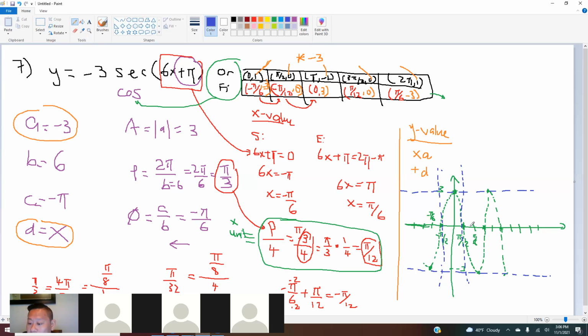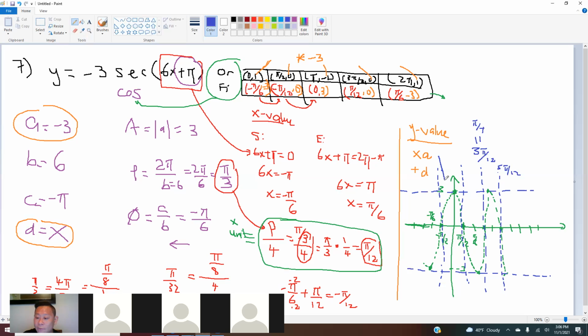Pi over 12, pi over 6, so 1 over 12, 2 over 12, this is 3 over 12. So this is 3 pi over 12, because don't forget, every unit is pi over 12. This is 3 pi over 12, which will be pi over 4 if you reduce it. And then 3, 4, this will be 5 pi over 12. So they all have 1, 2, 3, 4, 5, 6, 7, 8 over 12. And what you notice here is that this whole thing is a hill.